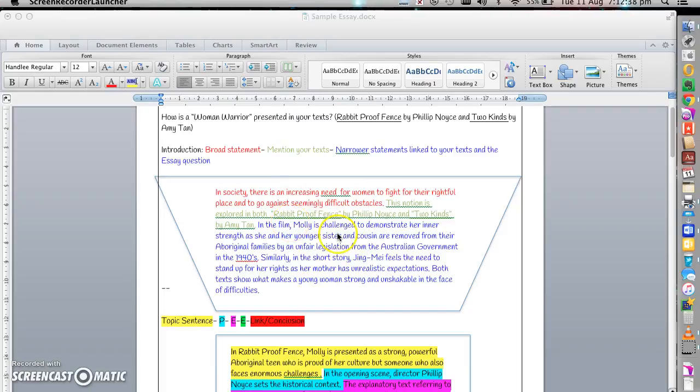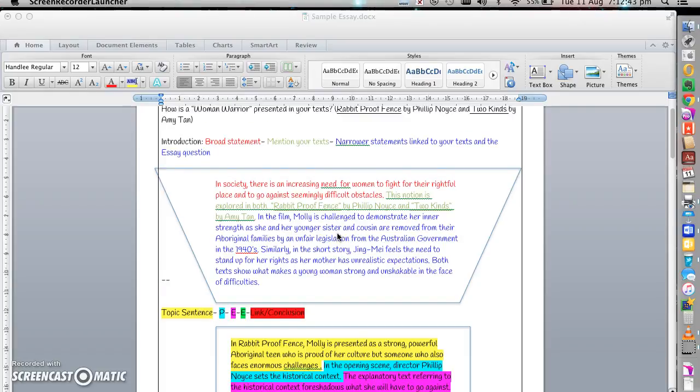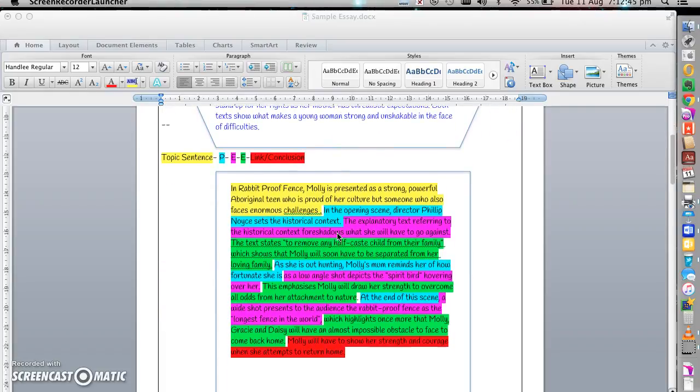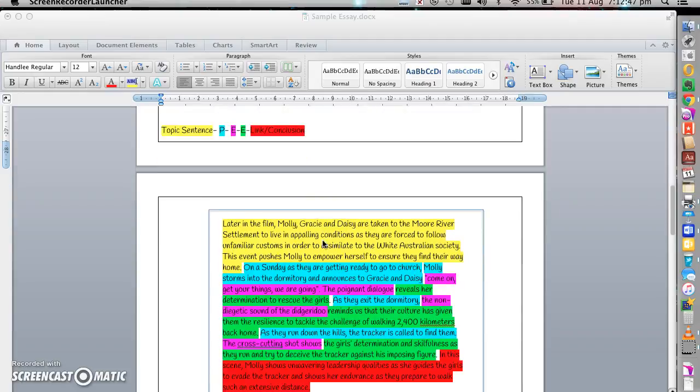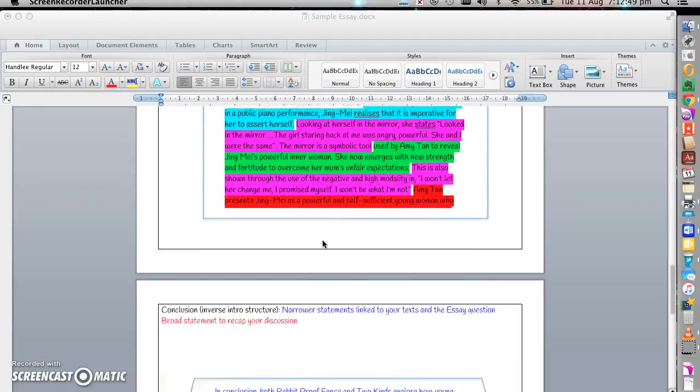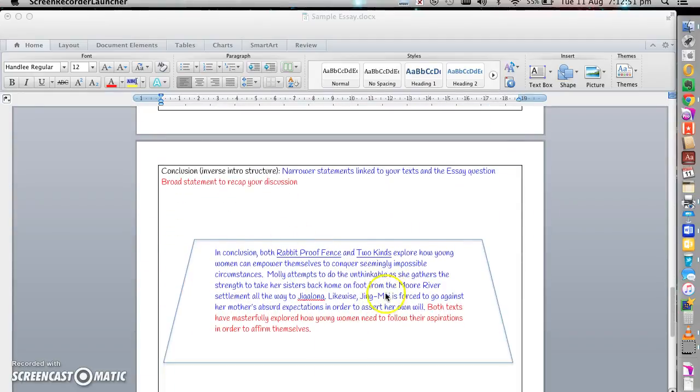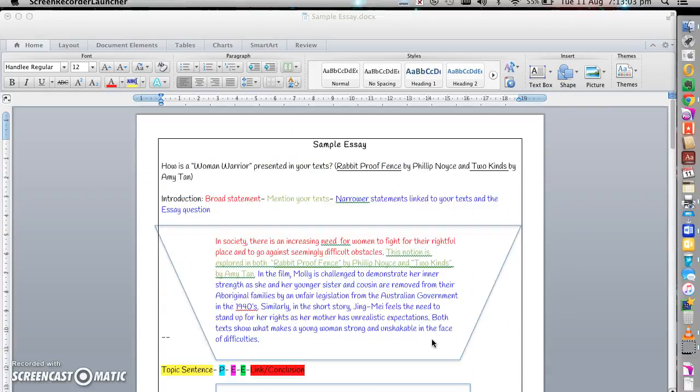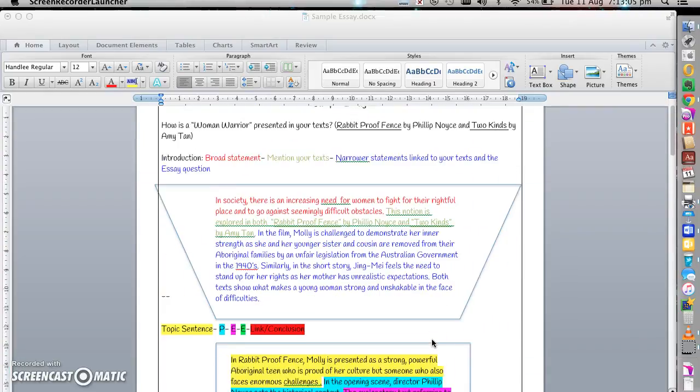So for this particular introduction, I'll read it in a second. I'll show you that later on we have three body paragraphs in this case, and then we have a conclusion, which looks exactly the opposite of the introduction. Again, at the level of ideas, we start with a narrow statement and move on to a broader statement. So let's read it together and talk about it.